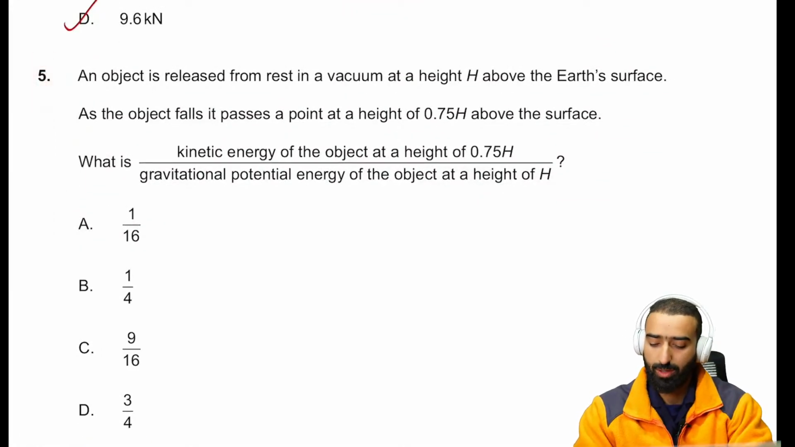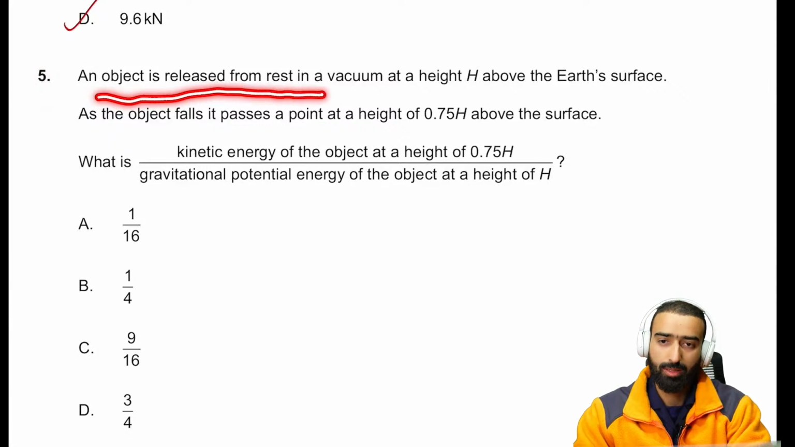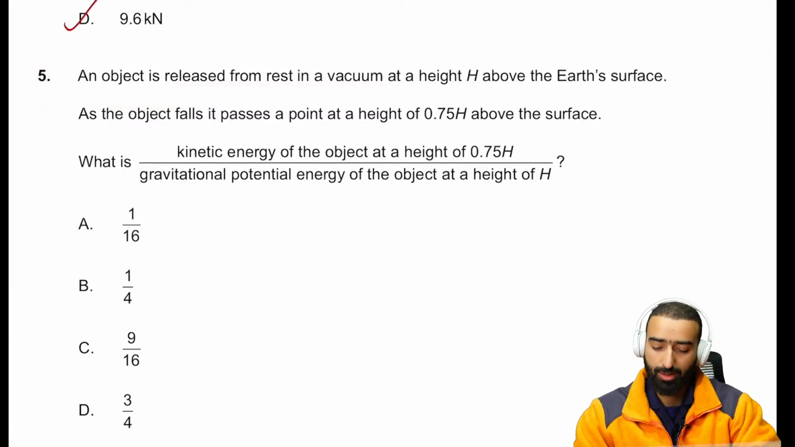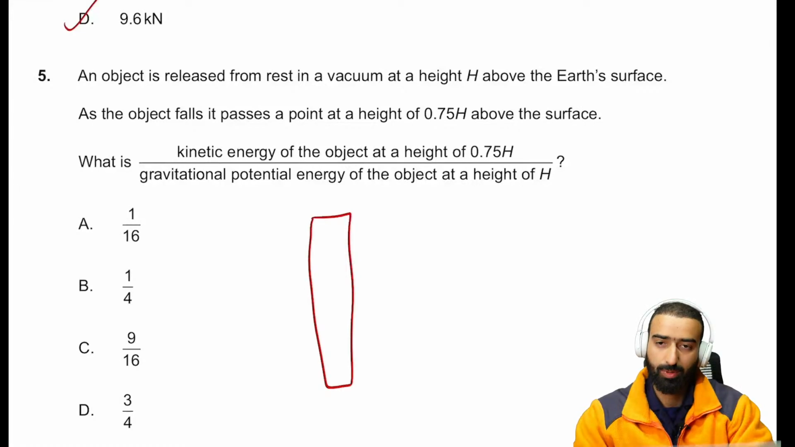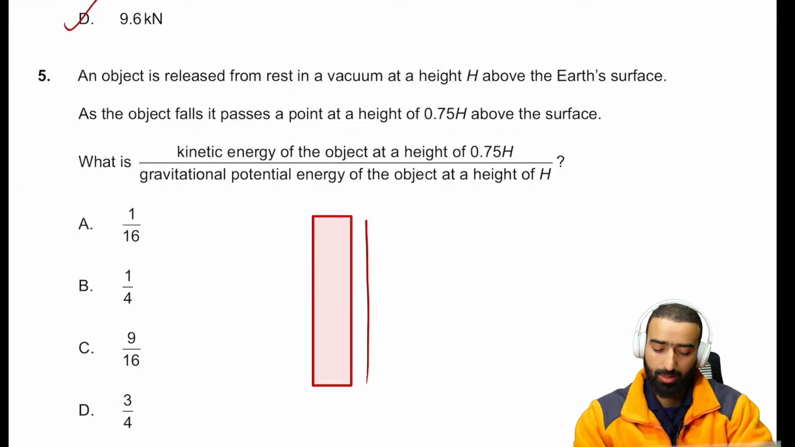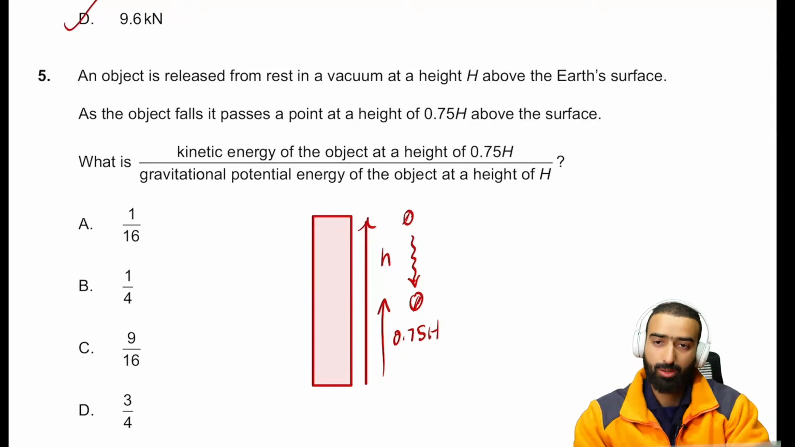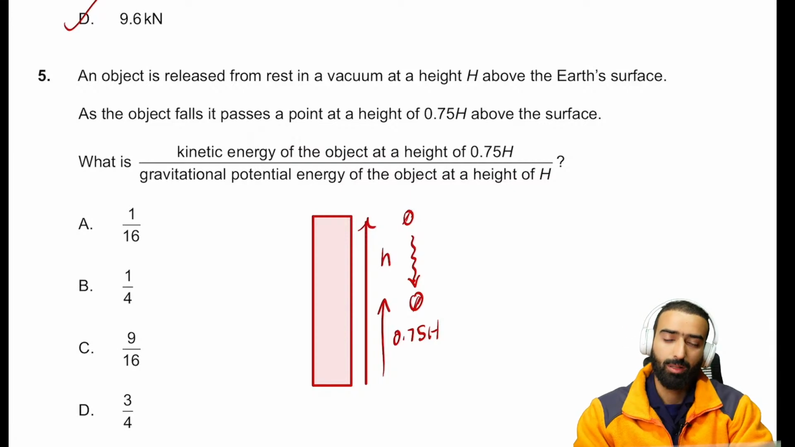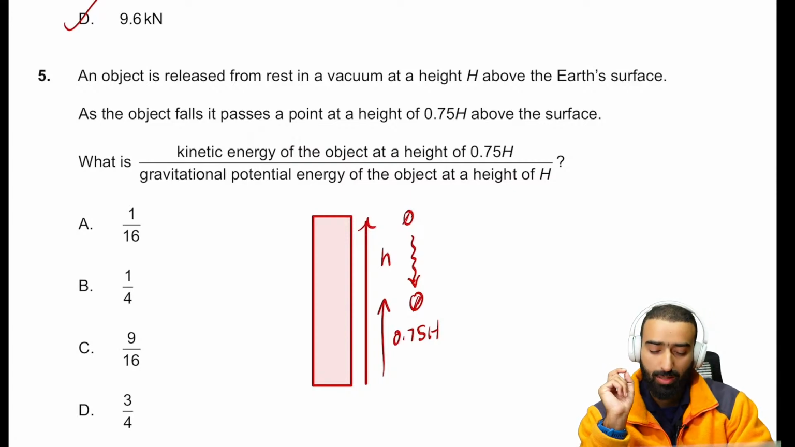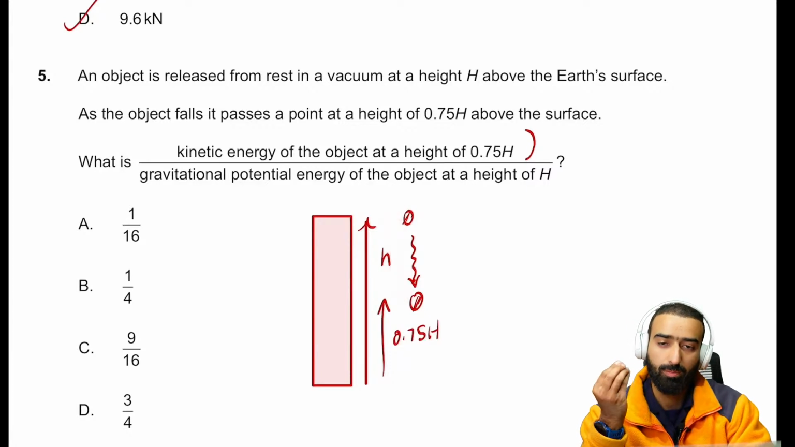Another question: an object is released from rest in a vacuum at height h. So we have an object that has been released at some height h. Let's say this is h, and it falls down. As it falls, it reaches some height of 0.75 h. We have to find the ratio of kinetic energy of the object to the gravitational potential energy. Now we know that energy is conserved. So the kinetic energy that it gains when it falls this distance must have come from potential energy.